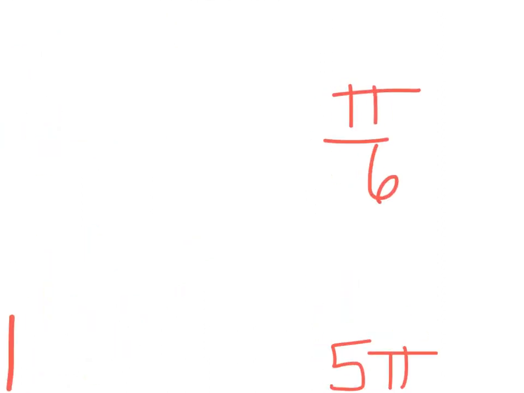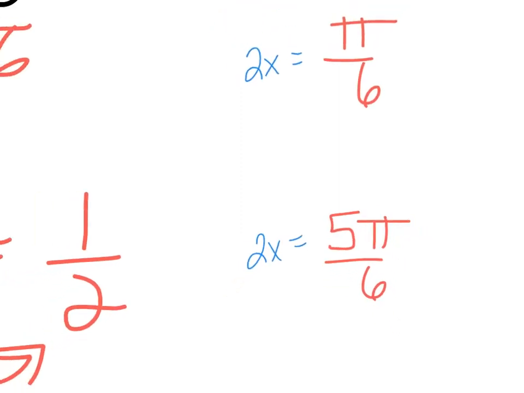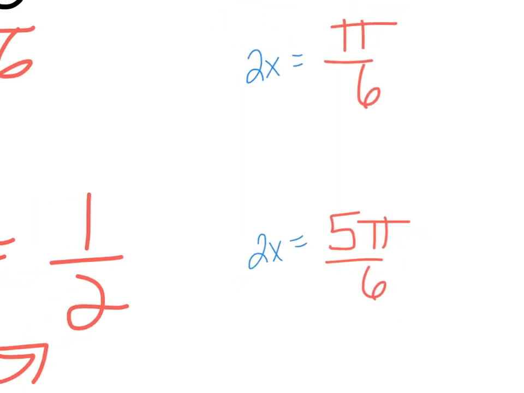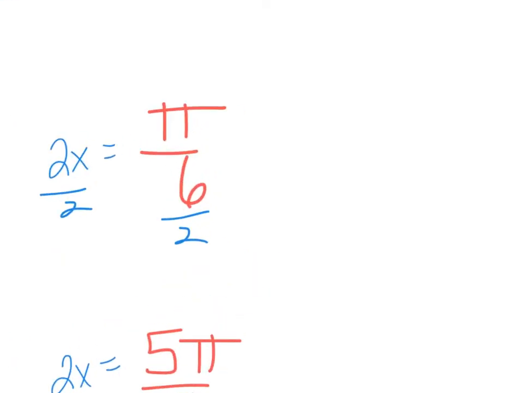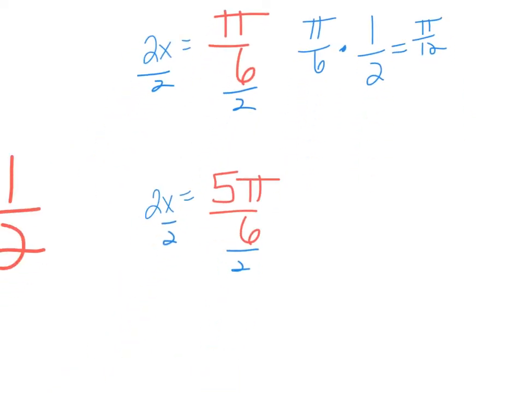When I write this, guys, 2x equals, 2x equals. You will have one of these on your test. The last step you have to do is get x by itself. You would end up dividing by 2, correct? When you divide by 2, you keep, change, and then what? Flip. So you're left with pi over 12. Same thing here. 5 pi over 6 times 1/2 becomes 5 pi over 12.